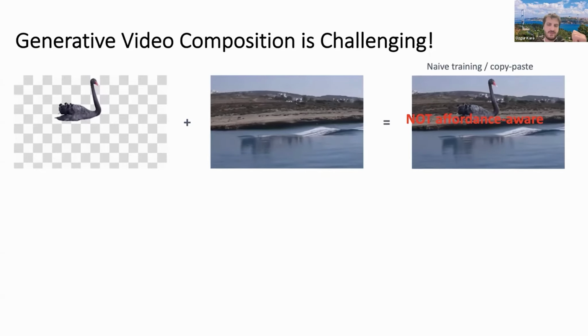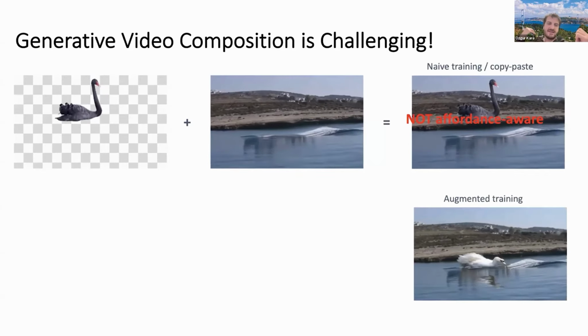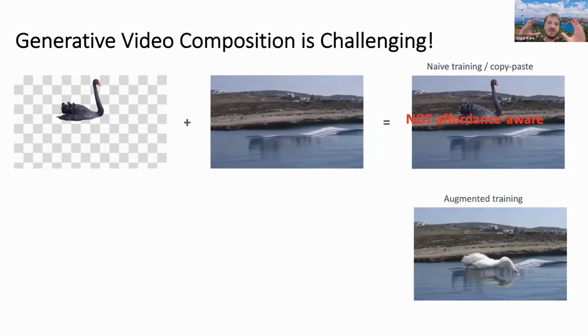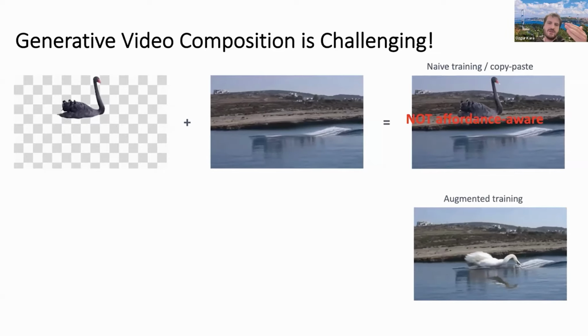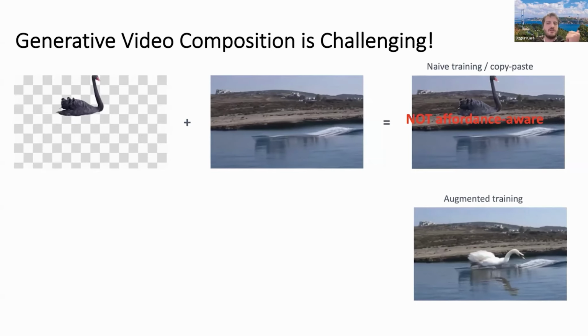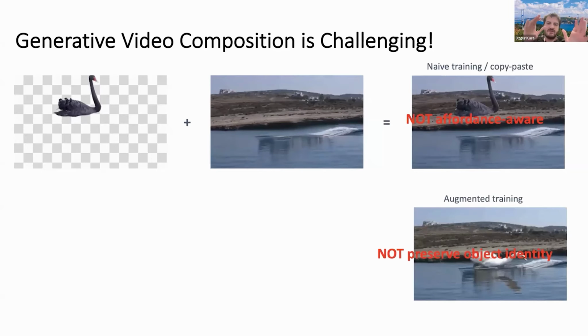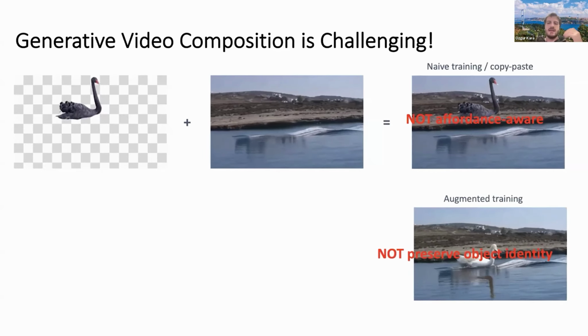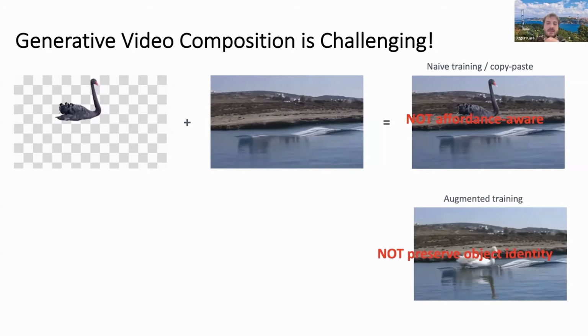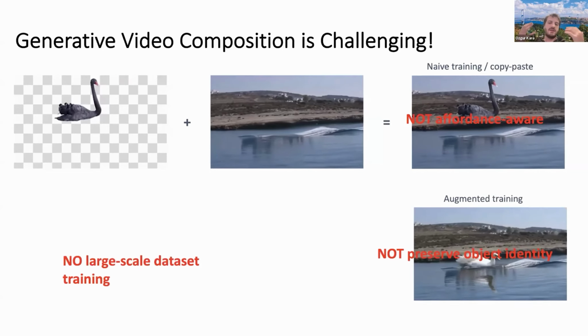interacts with the water. If we add some techniques we call augmentations by changing the geometry of the foreground object, it will learn how or where to put the object in a correct manner, but it will fail to preserve the object identity. So you can see that the input is a black swan, whereas the output is a white swan. The model generates a swan, but the color or the species will be different entirely. And plus, there is no large-scale dataset of separated foregrounds and backgrounds to perform such training.